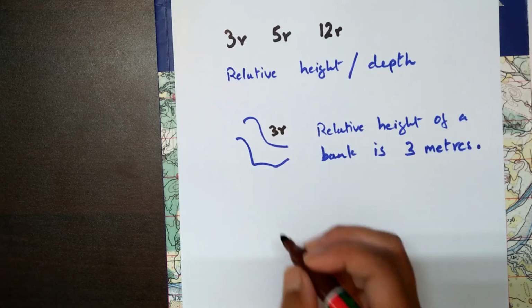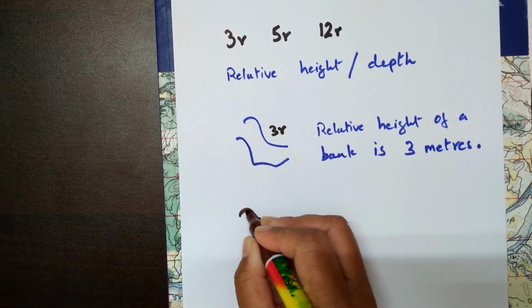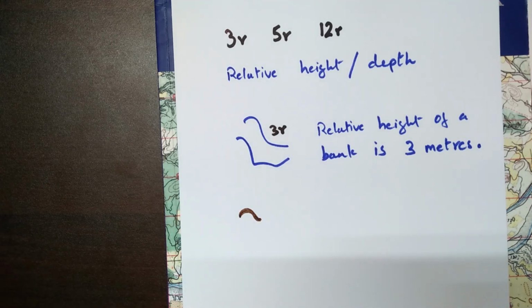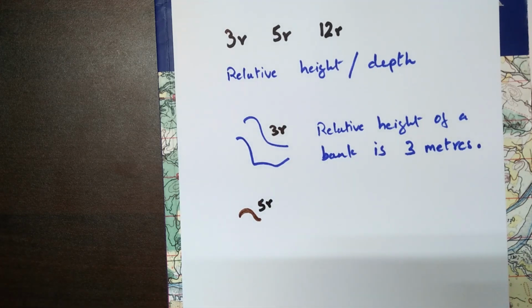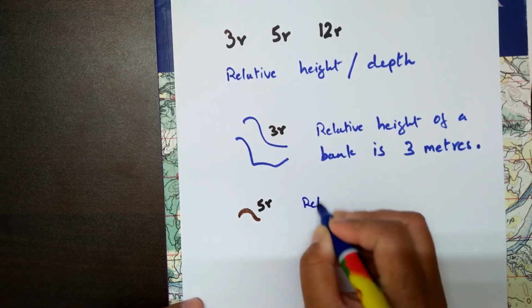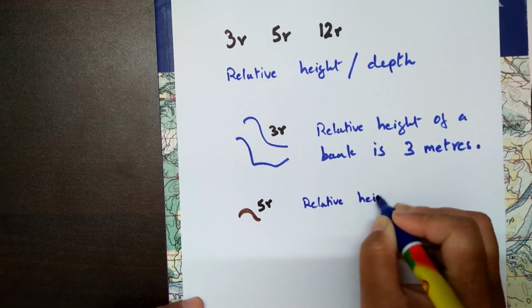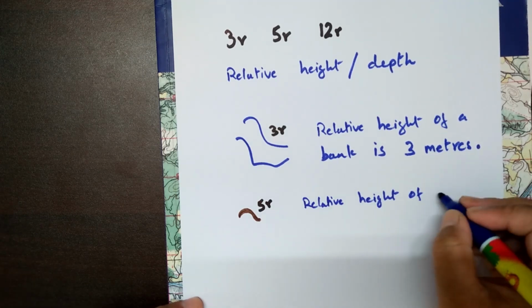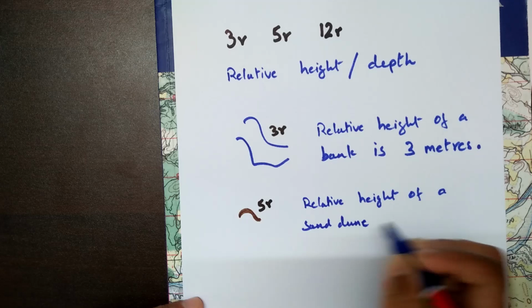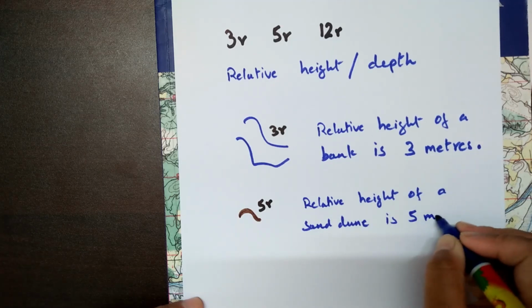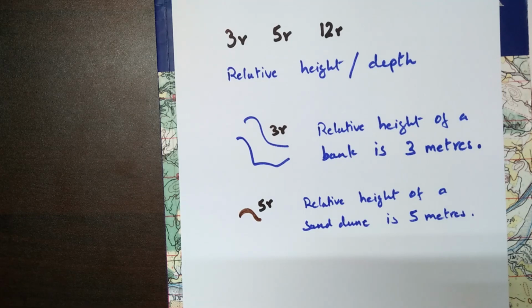Now sometimes in your topo map, this kind of feature will be there. This is a sand dune. If you know the conventional symbol, you will be clear this is a sand dune. Now if it is written like this, what will you write? Relative height of sand dune is 5 meters.